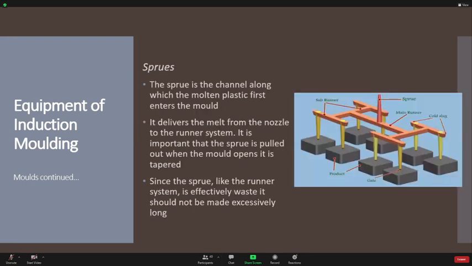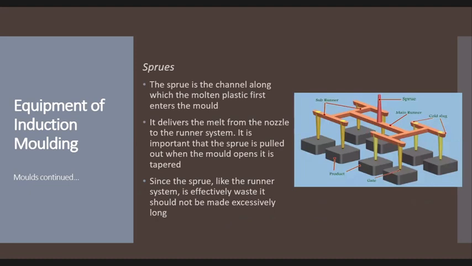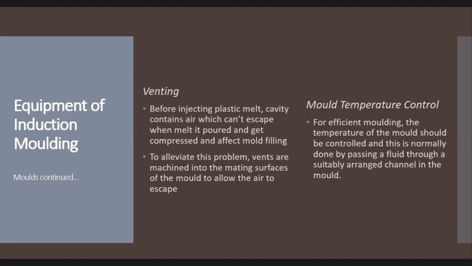Moving on, the sprue is the channel along which the molten plastic first enters the mold. It delivers the melt from the nozzle to the runner system. It is important that the sprue is pulled out when the mold opens, so it is tapered. Since the sprue, like the runner system, is effectively waste, it should not be made excessively long.